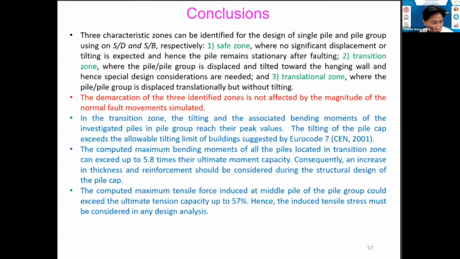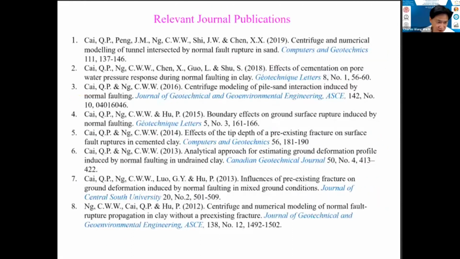So obviously, increase of thickness or reinforcement should be considered in the design of the structural capacity of the pile and also the pile cap. And the computed maximum tensile force in the middle of the pile group exceeds the ultimate tension capacity by up to 57%. Again, the tensile stresses must be taken into consideration in the design.